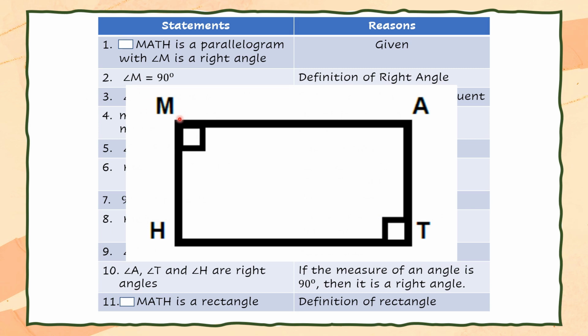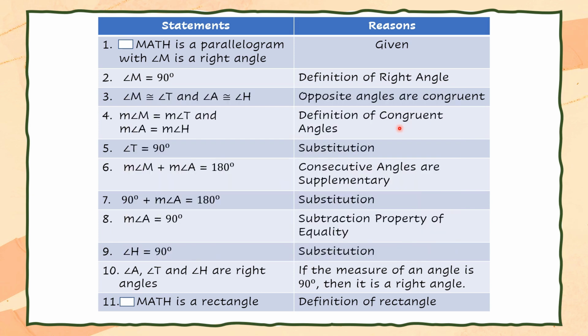As you can see here, in our given, the opposite angle of angle M is angle T. So therefore, they are congruent. Same as the opposite angle of angle H is angle A. So therefore, they are also congruent. And that is one of the properties of a rectangle.